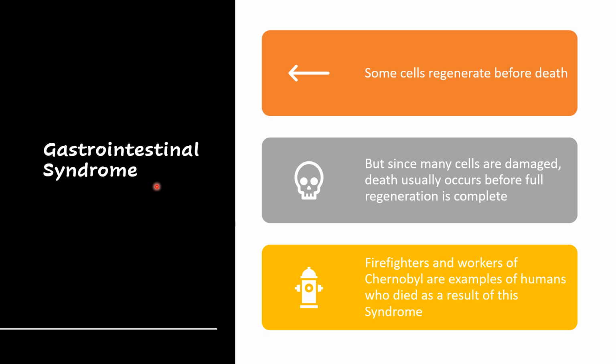So again, gastrointestinal syndrome, some cells regenerate before death, but since many cells are damaged, death usually occurs before full regeneration is complete. Firefighters and workers of Chernobyl are examples of humans who died as a result of this syndrome.